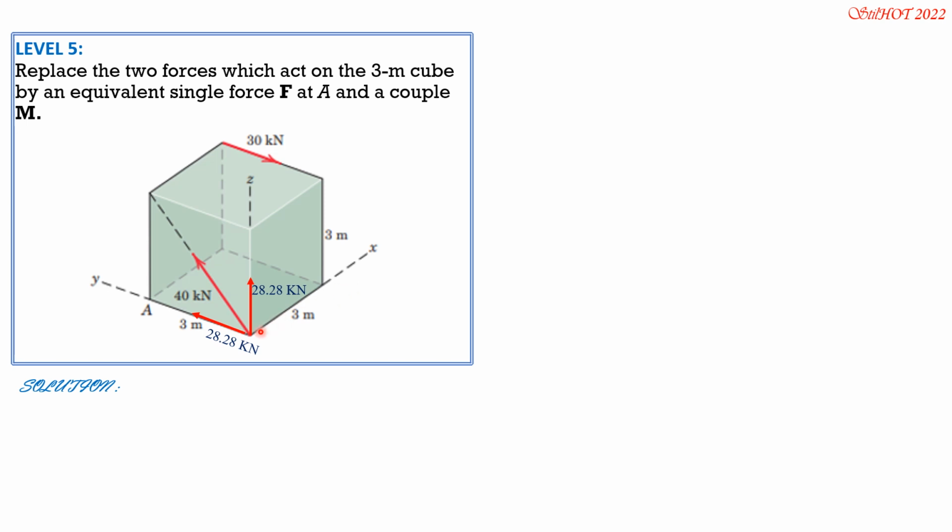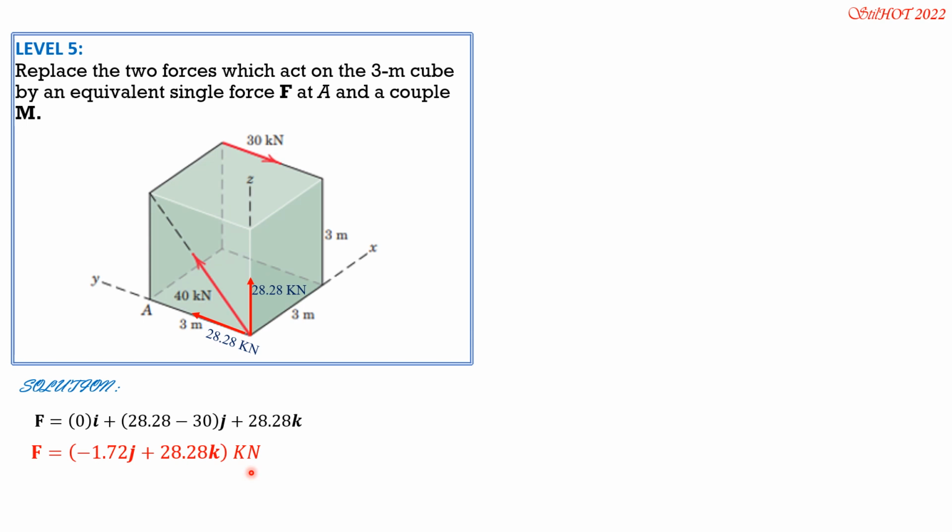Fy is 28.8 minus 30. So 0 along x, 28.8 minus 30j, then positive 28.28k. So the force that will replace the system by an equivalent force and moment or couple is negative 1.72j plus 28.28k kilonewtons in vector form.